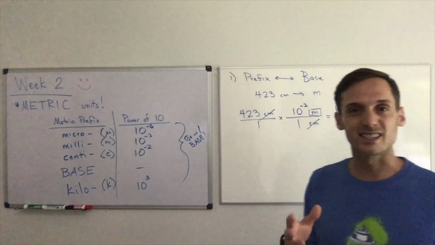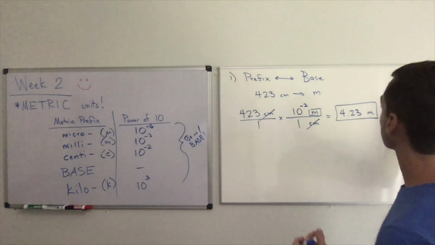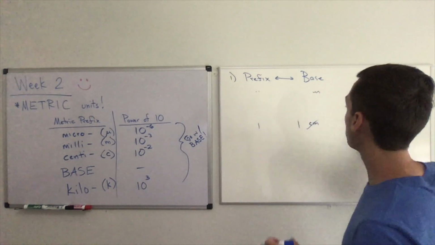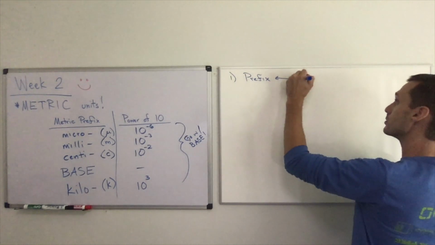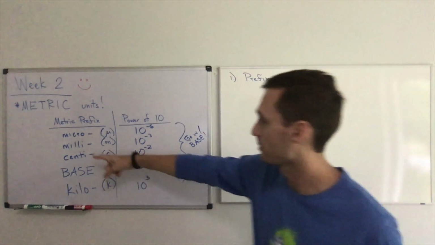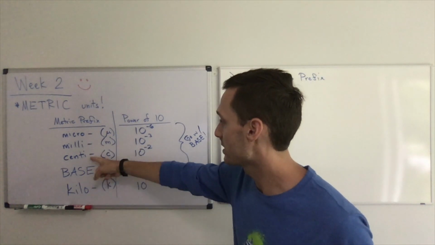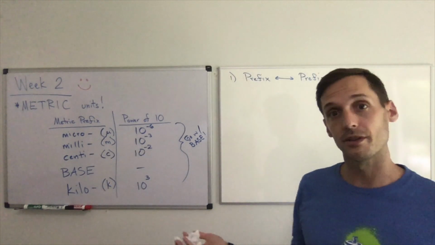Okay, so that's kind of the simple one, going from a prefix to a base, or vice versa. But let's do a prefix to another prefix. Okay, this would be going from like micro to kilo, centi to milli, milli to kilo. You're going from one prefix to another prefix.